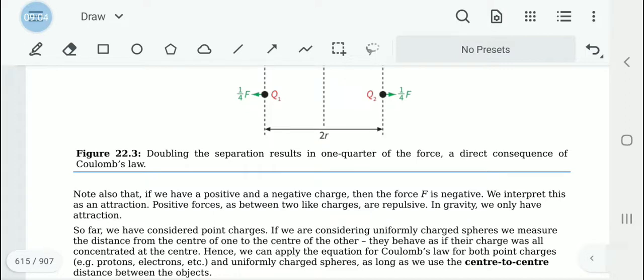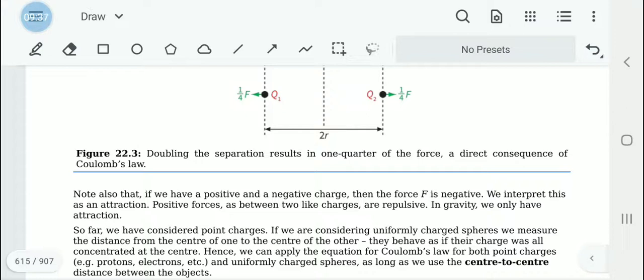Then if we have a positive and a negative charge, then the force is going to be negative because it is going to be an attraction. If they are positive forces, they are repulsive. But in gravity, we only have attraction. Why? That is a difference between electric field and the gravitational field. Because in gravity, it is the attraction. We don't talk about a repulsion.